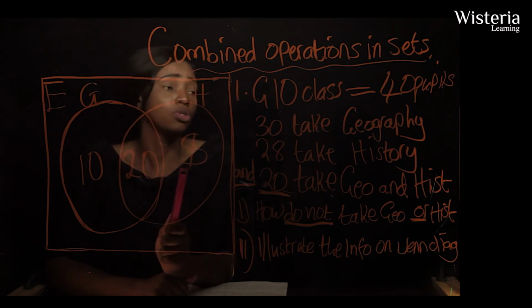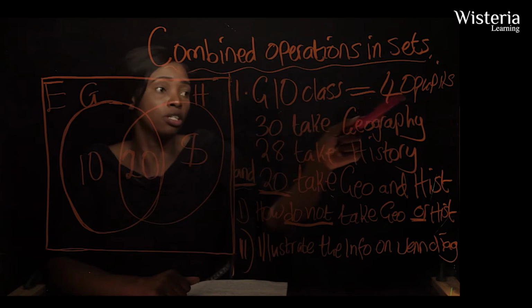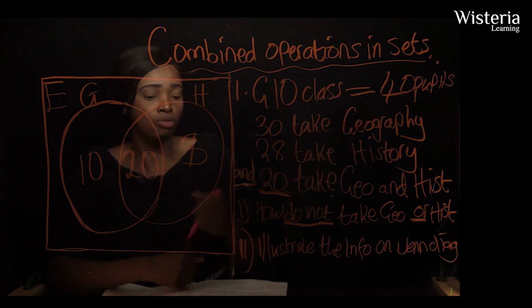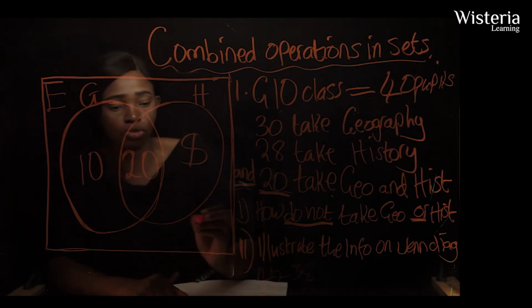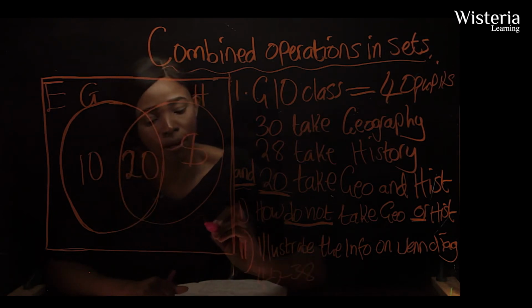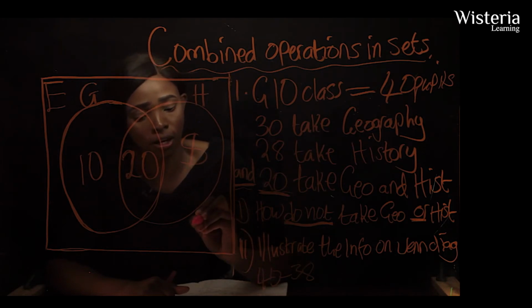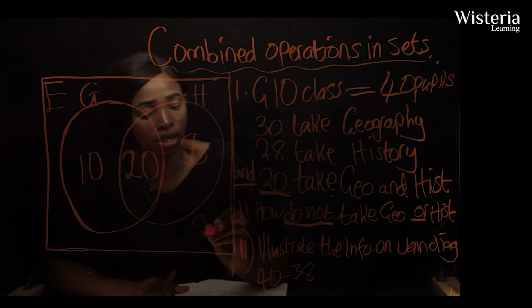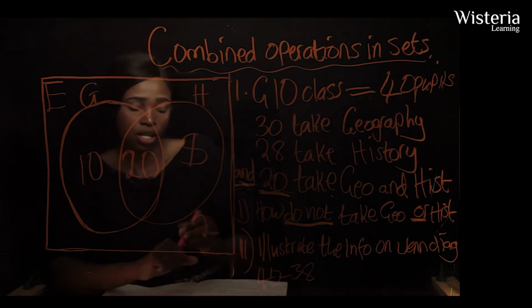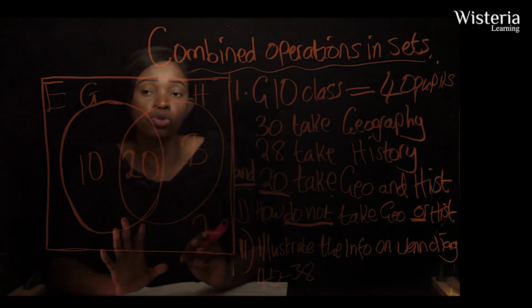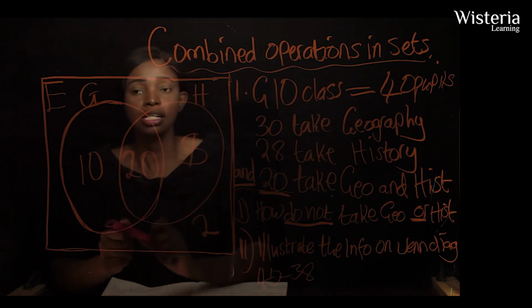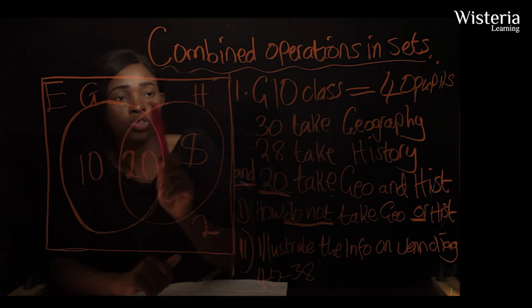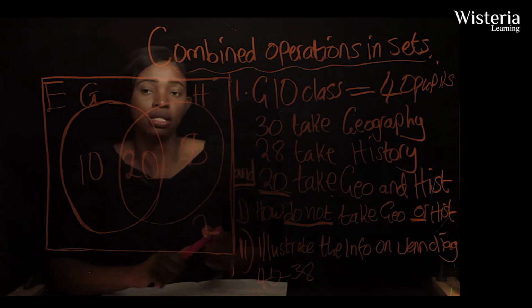Then we are told that altogether there are 40 pupils in this class. So we're going to subtract 40 minus 38, which will be 2. So 2 will be in the outer part. These two pupils do not take geography or history, meaning it is (G union H) complement.